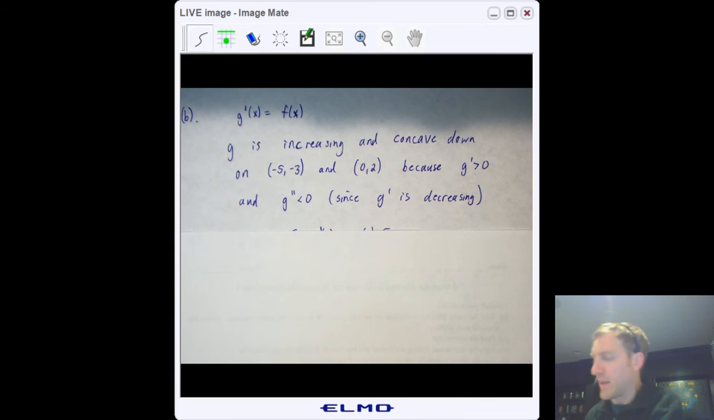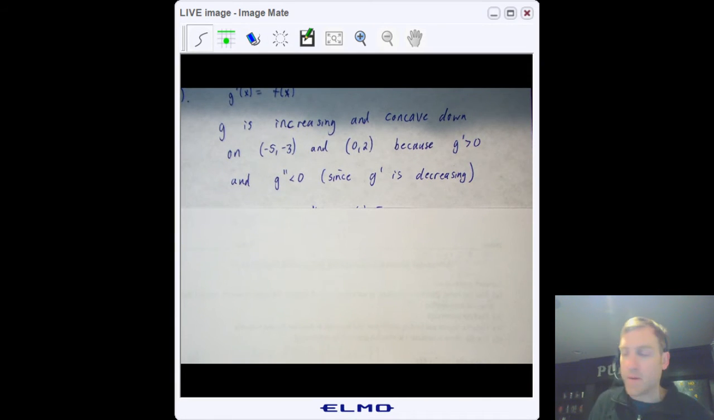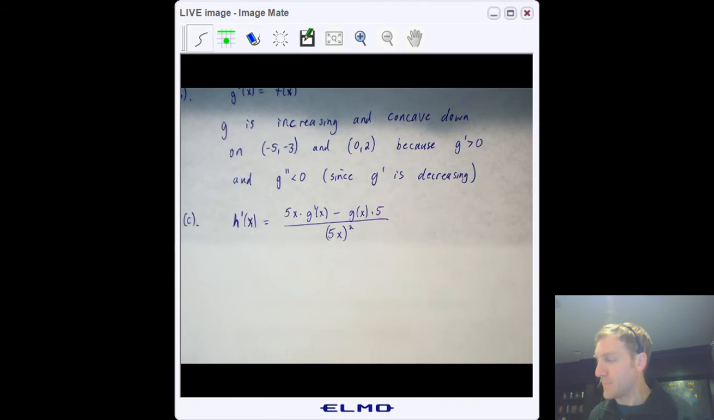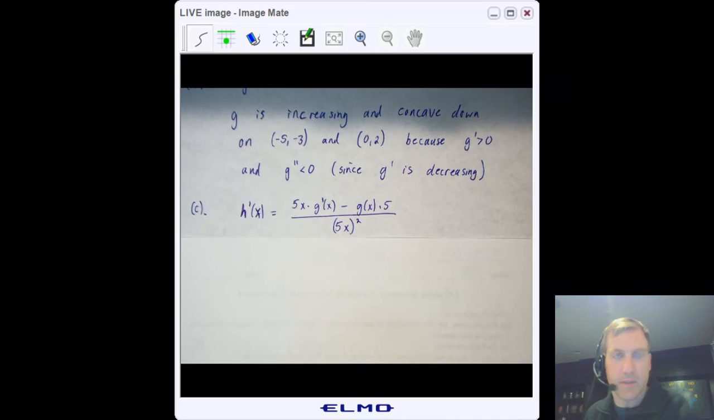Part C, just take the derivative. It defines a function h of x as g of x over 5x. Find the derivative and then plug in 3. So first thing, find the derivative. Just do the quotient rule.